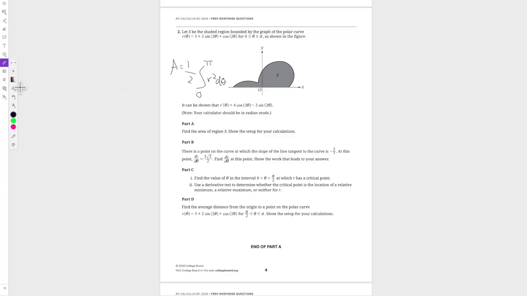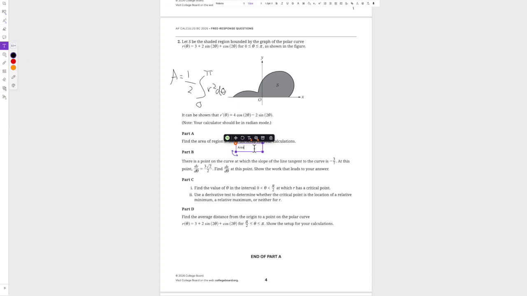We're going to multiply this by 1/2, and we're going to have to square this, dx. And there you go. That's the answer: 18.064. So we're going to write down area equals 18.064. And the setup for your calculations is exactly what I wrote here.